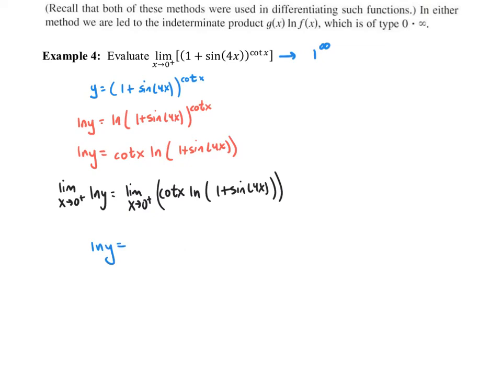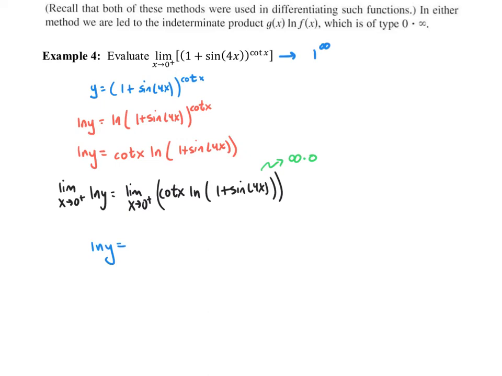Now on the right side, we have an issue because we have a product. So we have cotangent of x. Now remember, we already talked about this. This is infinity. And then we have the natural log of 1 plus sine of 4x, which as x goes to 0 is the natural log of 1, which is 0. So, and I'll just write this off to the side, we have infinity times 0. Now that's an indeterminate form.